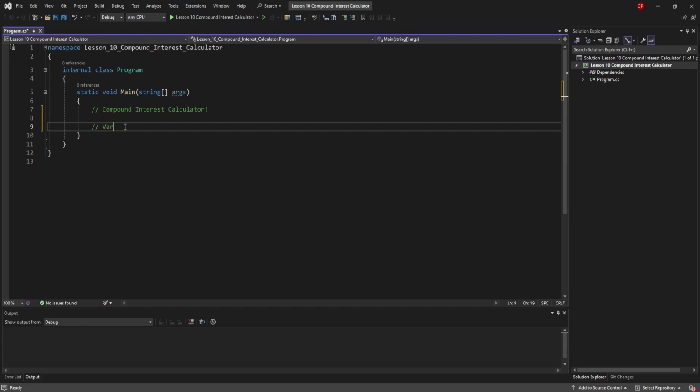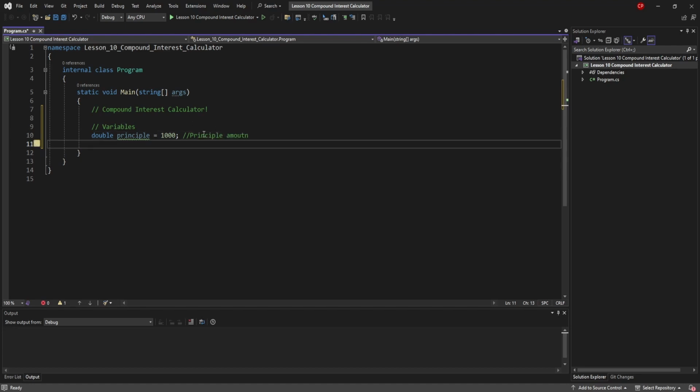So we're going to start off with our variables, and there's going to be a few of them today. We're going to make a double called principal, and we're going to say it equals 1,000. And this, I'm going to start doing this now, is our principal amount. You're going to start seeing more and more coding like this, where I explain my code off to the side. I'm going to comment more often.